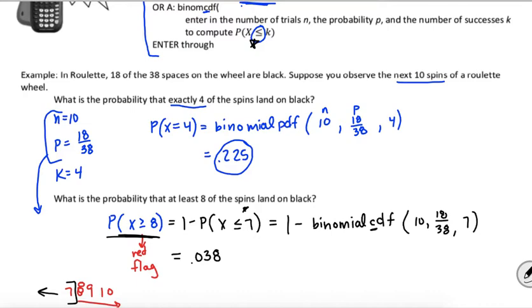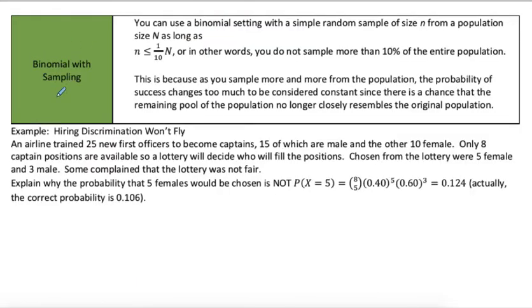So it's going to be really unlikely, if you keep betting on black and black and black for those 10 spins, that you would get 8 of them or more landing on black. So you want to mix it up, that's not going to be very likely. All right, looking at another one.